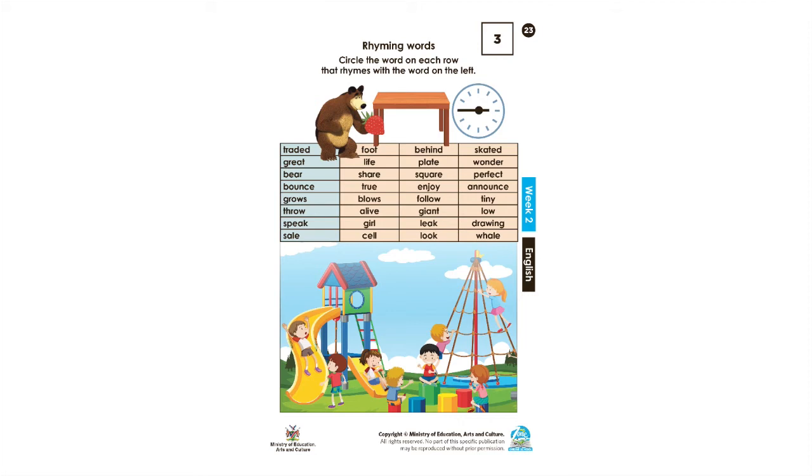The next one in the blue box or on the left is great. Great. Let's see which word rhymes with great. Is it life? Is it plate? Or is it wonder? We can also say the word again and compare it with the other word just to be sure. Is it great life? Is it great plate? Or is it great wonder? Well done. If you said great rhymes with plate, you are correct. Well done, boys and girls. I'd like you to please circle that word.